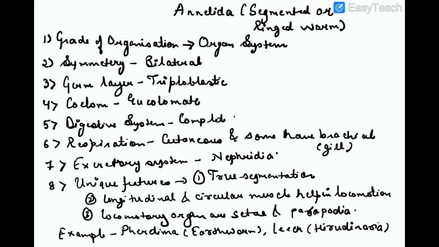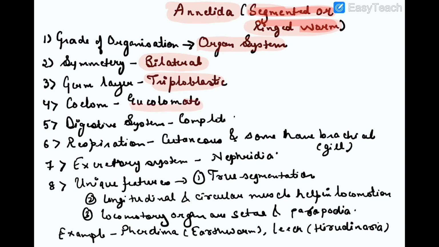Now let us talk about another phylum, that is Annelida. Annelida are also known as segmented or ringed worm animals. Grade of organization: they have organ system level of organization. Symmetry. They are bilateral, means the body can be divided into two equal halves by only one plane. Germ layers. They are triploblastic, having three germ layers: ecto, endo, and mesoderm.